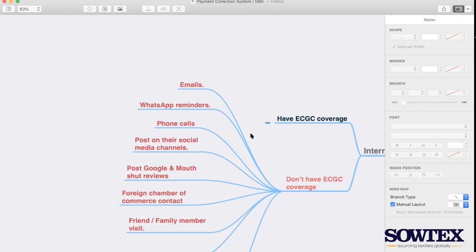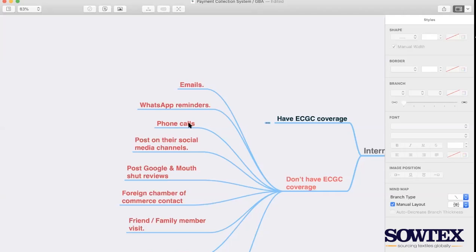So, what do you do if you don't have ECGC coverage? Of course, you can send them countless emails. Emails sometimes will do nothing. WhatsApp, a lot of global companies are not even on WhatsApp. You can make phone calls, which may or may not work. I know payments of mine that are stuck in Russia, and I'll tell you what I actually have to do in places and markets like that.